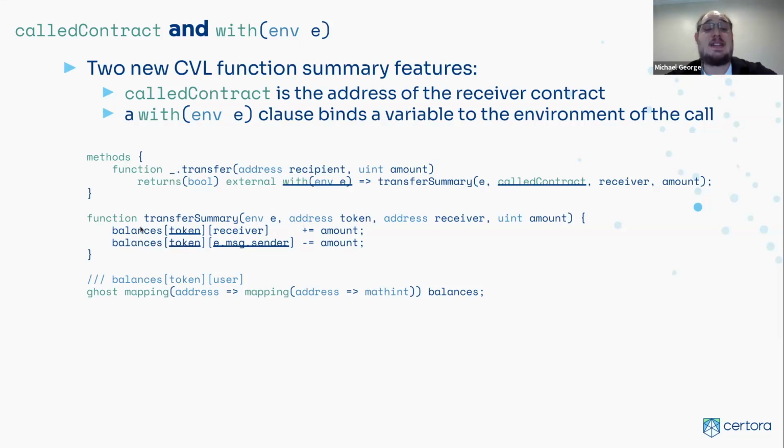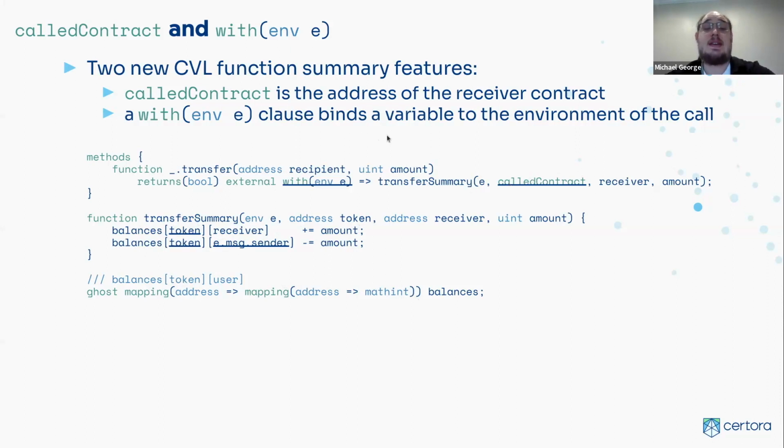And then I can use that to index into my mapping and update the balance for the appropriate token, right? So here I've got a ghost mapping that for each token, for each user, gives me their balance. And here I'm updating for the correct token, and it's whatever token transfer is called on, that's calledContract, that gets passed in as token. So that's the calledContract feature.